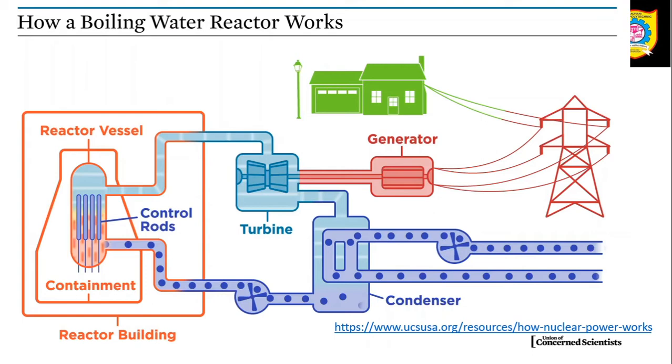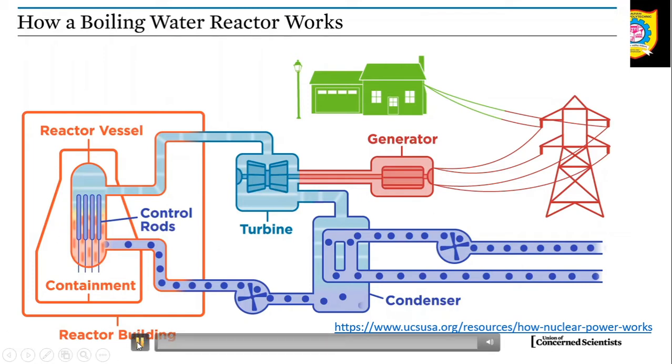In a direct cycle reactor, the steam is generated in the reactor itself. So you can observe here, the steam is generated in the reactor core itself. This steam then passes through the turbine and condenser.